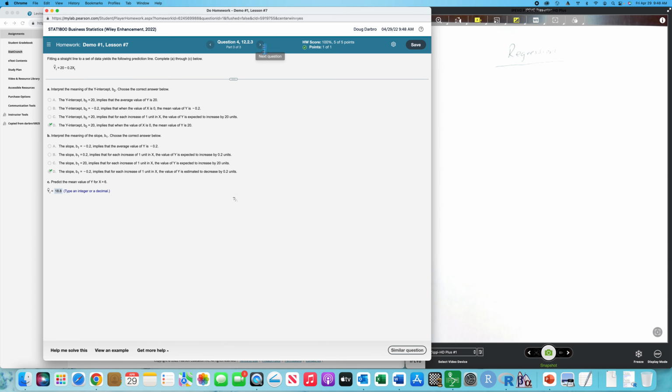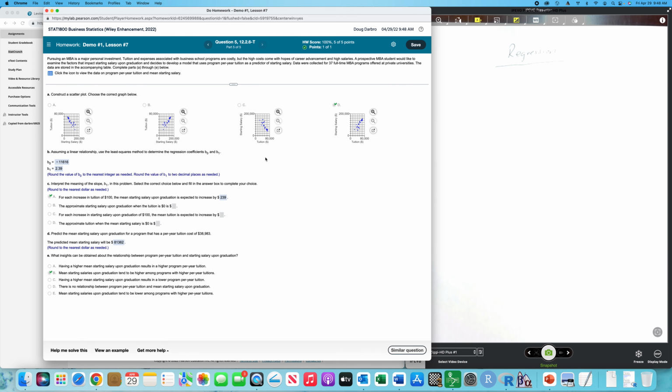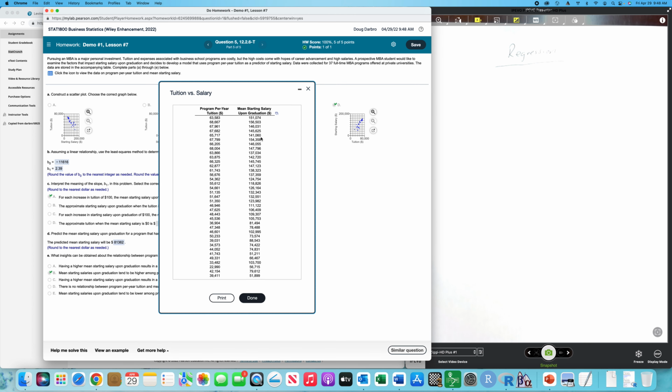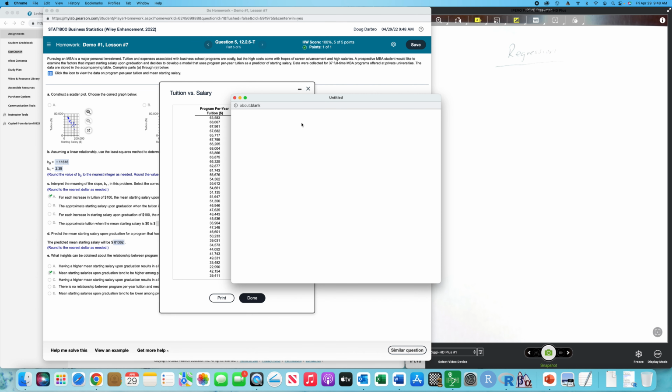All right, next question. We have another data set, so let's open it up. It looks like we're looking at tuition per year and mean starting salary. That's kind of interesting to me.